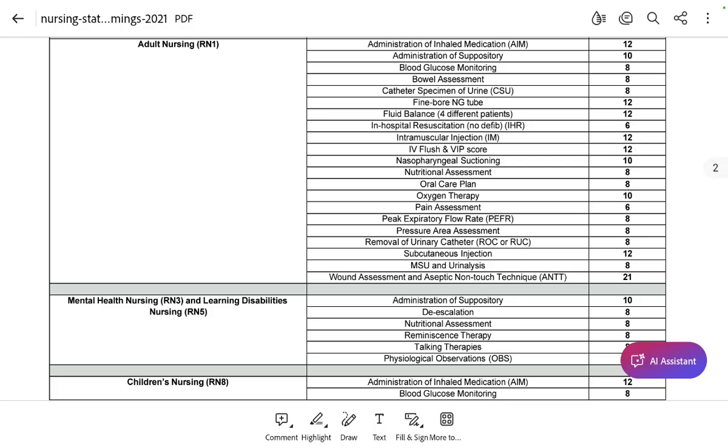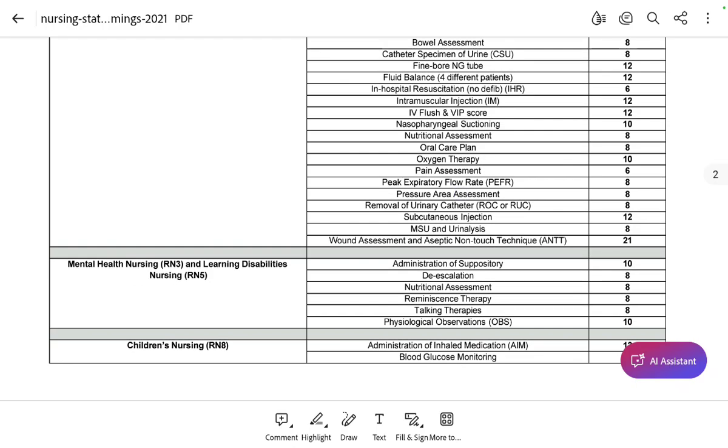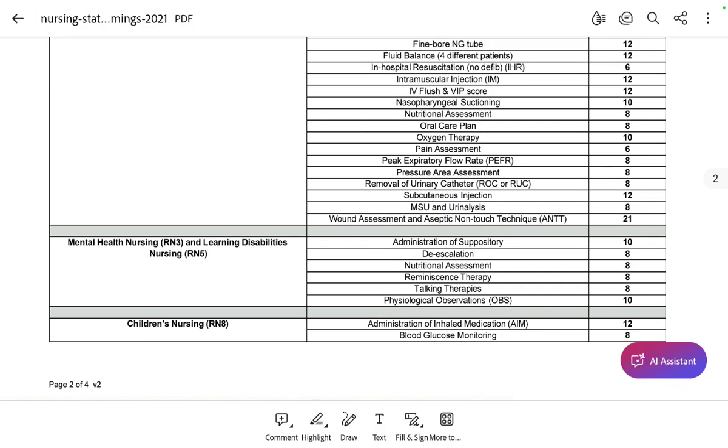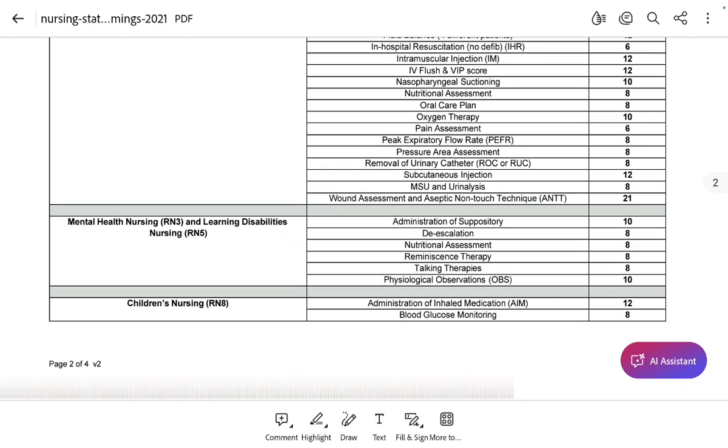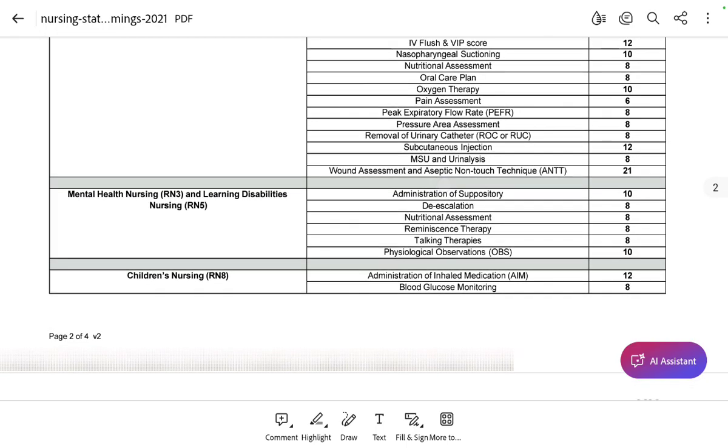So it is 12 minutes each. Nasopharyngeal suctioning for 10 minutes, nutritional assessment and oral care plan for 8 minutes, oxygen therapy for 10 minutes, pain assessment for 6 minutes, peak expiratory flow rate, pressure ulcer assessment, removal of urinary catheter, 8 minutes each, subcutaneous injection for 12 minutes, midstream urine and urine analysis for 8 minutes, wound assessment and aseptic non-touch technique for 21 minutes. This is the longest among all.